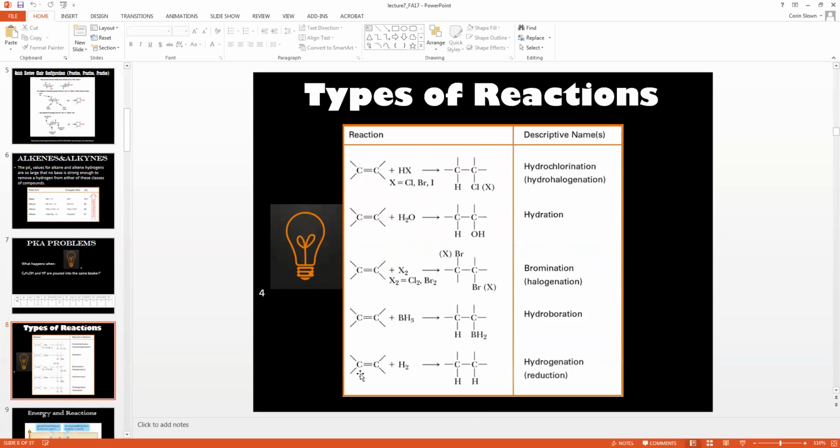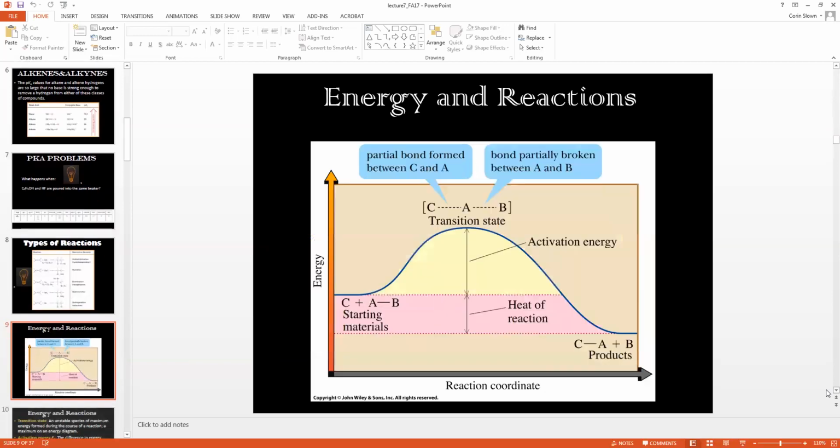If you said they all begin with an alkene, that's a great observation. And if you note that many of them involve halogens, that's also a great observation. Let's take a look in a little bit more depth in terms of these reactions.